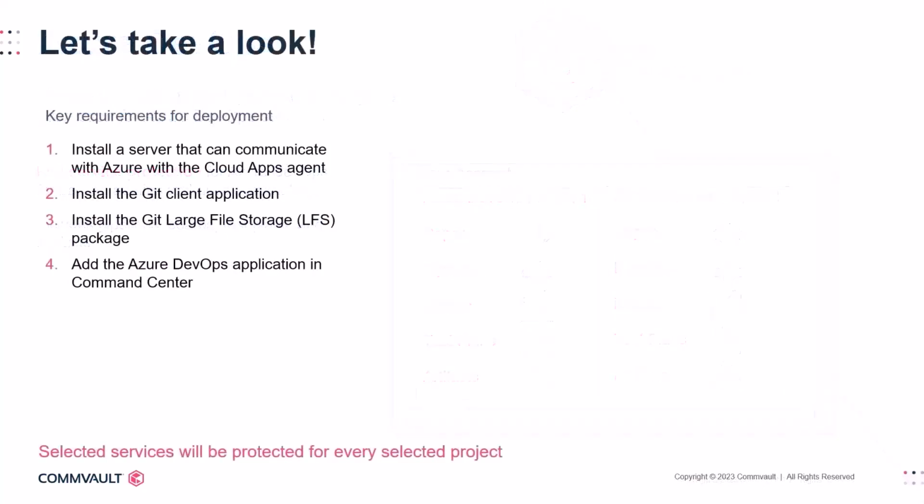There are several key requirements for the deployment of Azure DevOps protection. Firstly, a server that can communicate with Azure with the Cloud Apps Agent installed is required. You will need to install both the Git client application and the Git large file storage package. Then you should add the Azure DevOps application in Command Center.